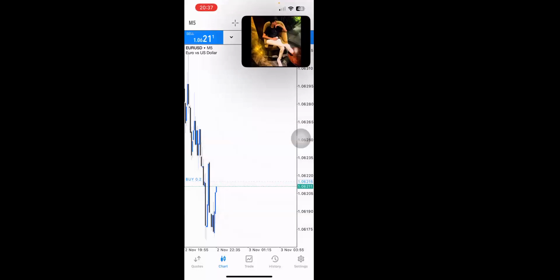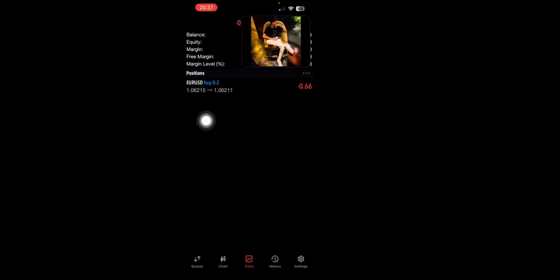Let's say I was to take a trade, right? Let's just say I'm gonna take EUR/USD. Okay, cool. I'm just gonna use this as an example. This here would be my entry point. I entered at 1.06215. Does everyone understand entry? This is my entry. This is where I entered the buy at 1.06215.